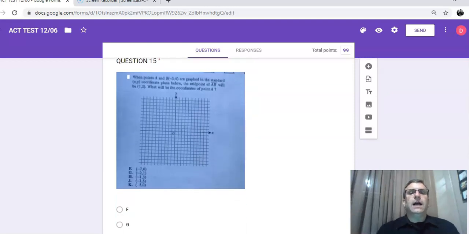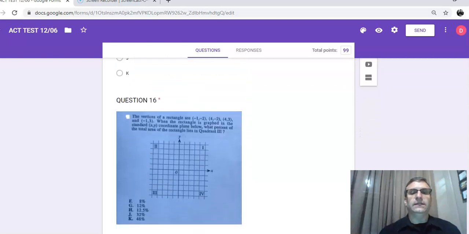All right. You have points. You have point B is -3 and 4. The midpoint is this. They got to find the other endpoint. Not only is this an ACT question, it's also an EOC question.